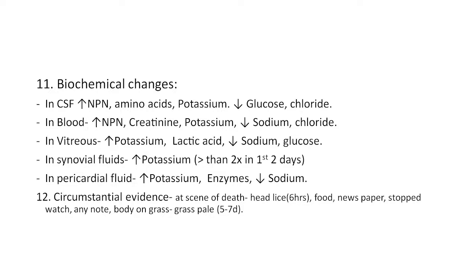Then there are different biochemical changes in CSF, in blood, in vitreous humor, in synovial fluids and in pericardial fluids. So in all these body fluids, you can measure NPN, amino acids, potassium, glucose, chloride levels, right? NPN will start increasing after death. Amino acids and potassium will generally change after death, right? Glucose and chloride will decrease after death.